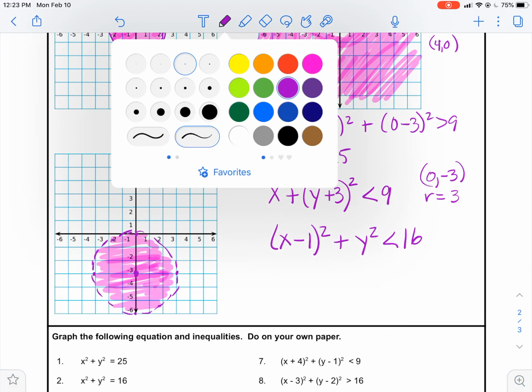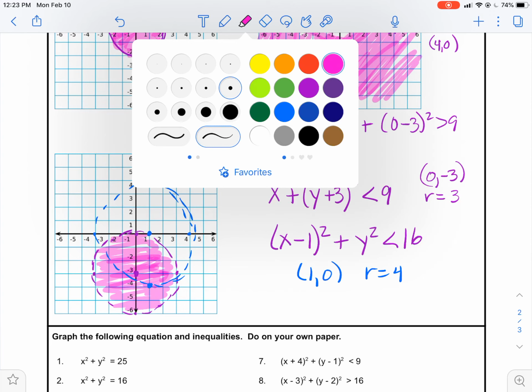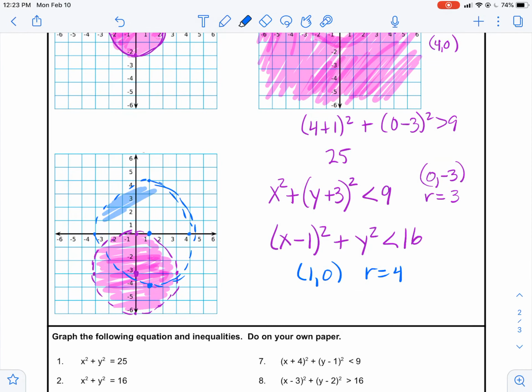And then I'm going to go to the next one, and so we'll do this one in blue. So it is going to have a center at 1, 0 with a radius of 4. So I'm at 1, 0, and I have a radius of 4. So 4, 4, 4, 4. Again, it is dotted. Okay, get that dotted there. There we go. And it is less than, so again, it's going to shade inside. So we're shading inside here.